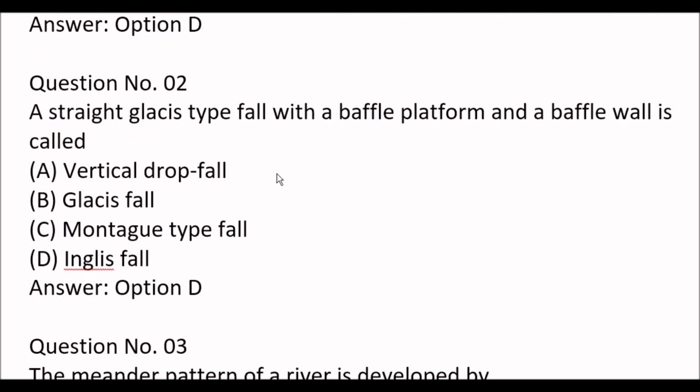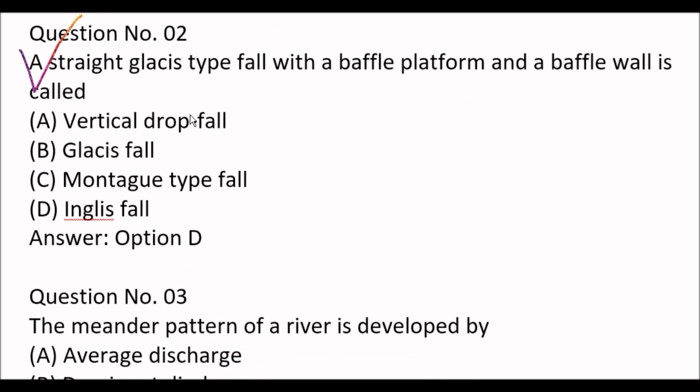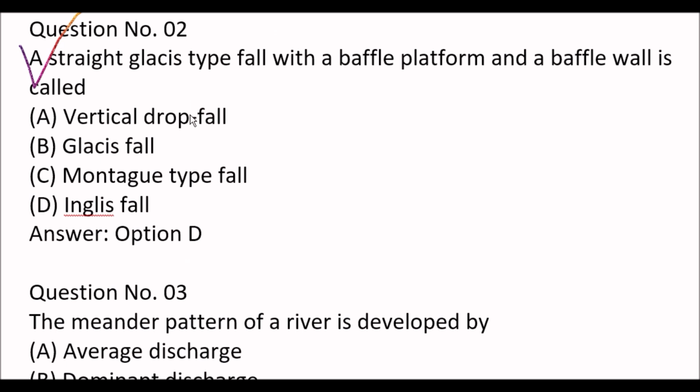Next question. A straight glacis type fall with a baffle platform and a baffle wall is called option A, vertical drop fall. Option B, glacis fall. Option C, Montague type fall. Option D, Inglis fall. Right answer is option D, Inglis fall. A straight glacis type fall with a baffle platform and a baffle wall is called Inglis fall.